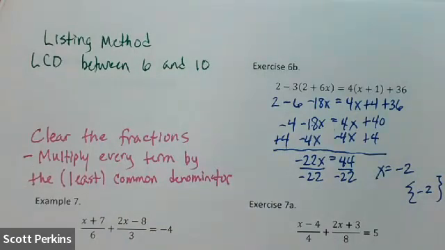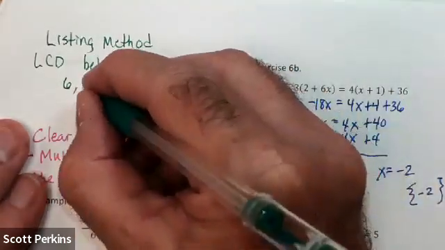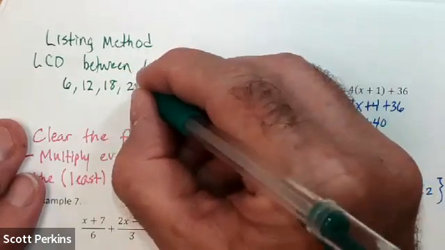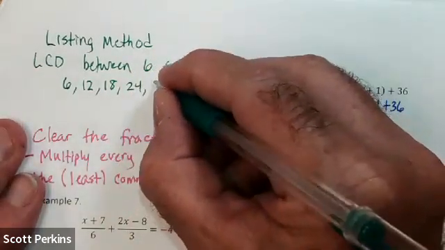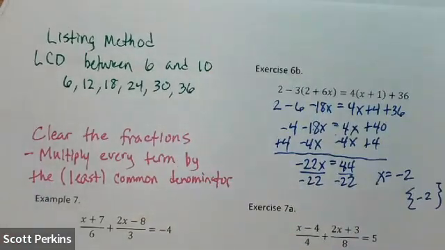With the listing method, you're doing exactly what it says. I'm just going to create a list of multiples for each number. And then I'm going to stop when I find the first one that is in both lists. So for 6 times 1, what's 6 times 1? Yes, that gives us confidence, right? 6 times 1 is 6. 6 times 2 is 12. And now I'm listing. 6 times 3 is 18. 6 times 4 is 24. 6 times 5 is 30. 6 times 6 is 36. I'm going to stop there because I can always add more to my list.